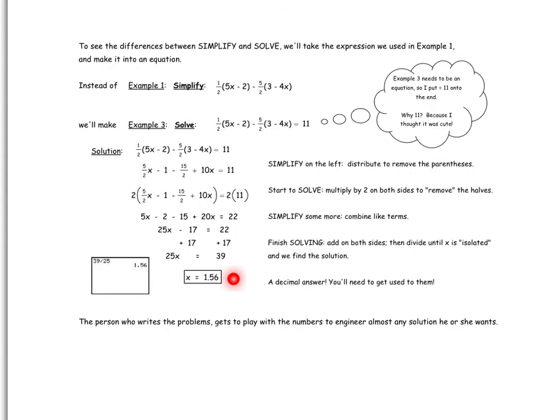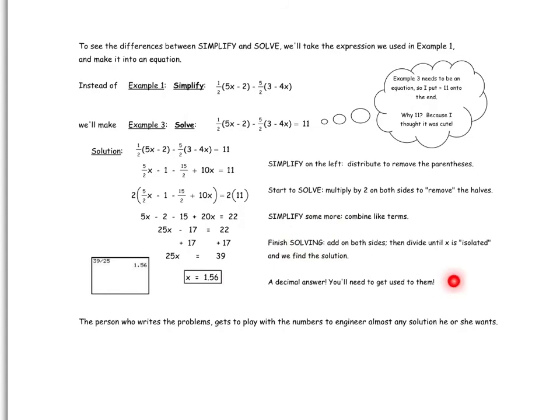X is 1.56. So we did a combination of simplifying and solving, but we moved numbers and rearranged numbers and changed numbers, because in an equation, as long as we did the same thing to both sides, whatever we got as a result was a legal mathematical answer.